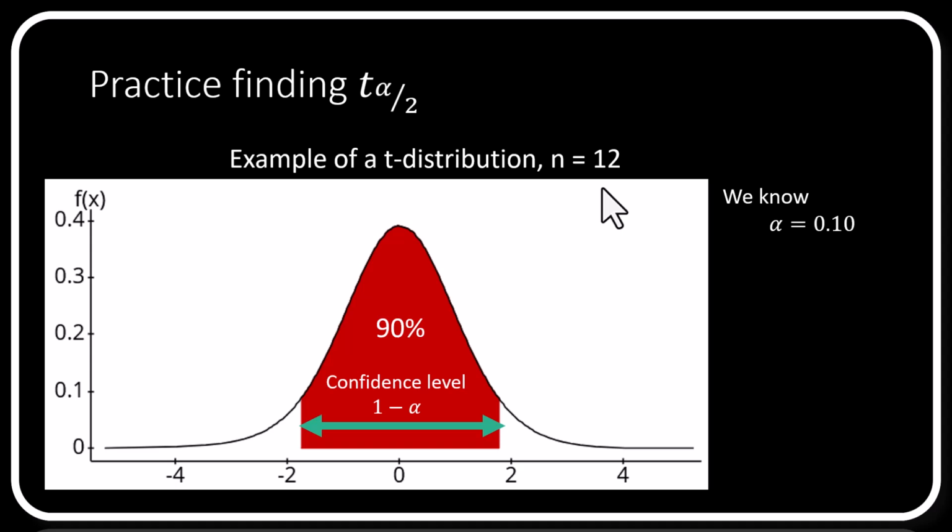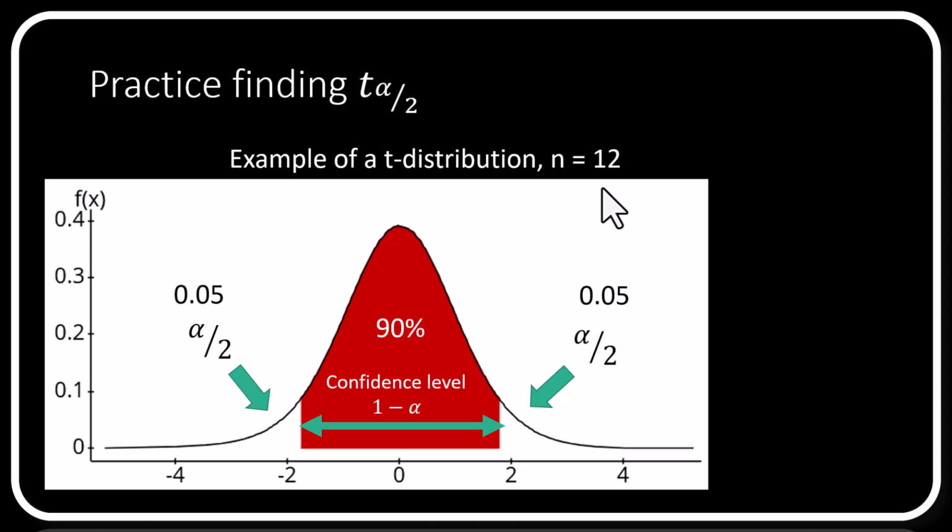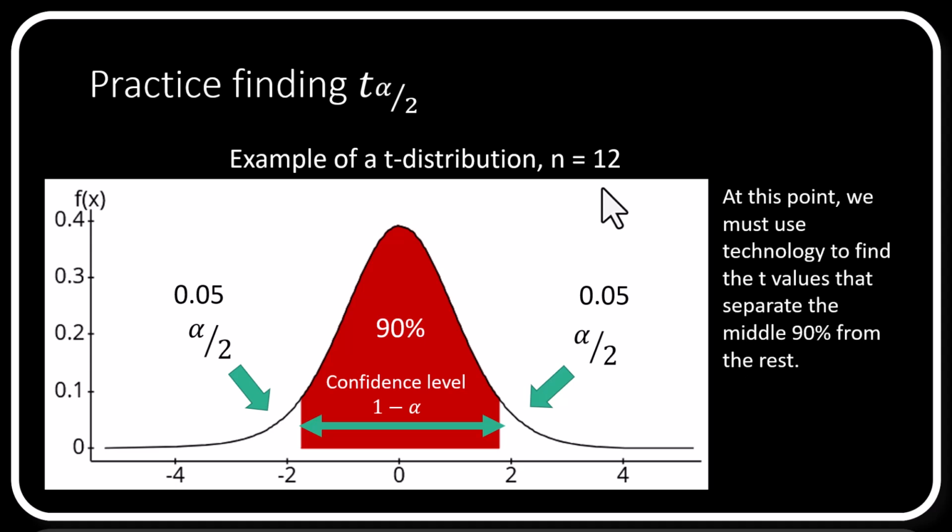So if we know that alpha is 0.10, how do we find the area in each tail? We simply divide by 2. So alpha over 2 is 0.10 divided by 2, or 0.05. So the area in each of these two tails is 0.05. At this point, we're going to have to use technology to find the t-values that separate the middle 90% of the data from the rest.